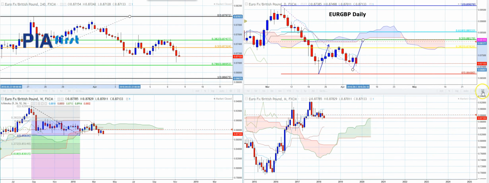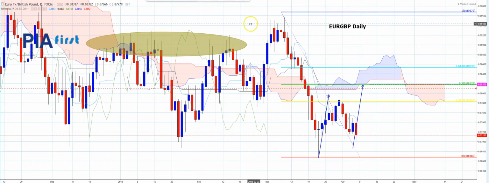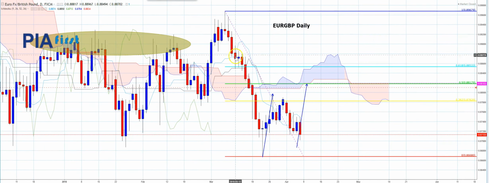If we go to the daily chart, we can see the last move down was impulsive. These legs back up are pretty mixed and volatile. There is scope for some selling at the start of the week. Like we said, we've got previous support coming down here at 86.86, and we're going to be monitoring that support level.